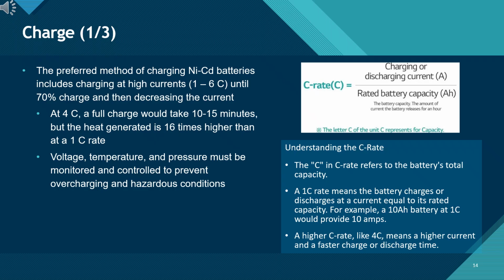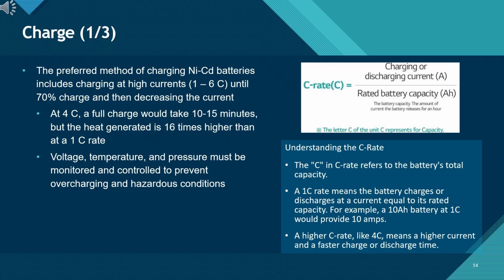On this slide, we examine how NiCd batteries are charged, and one key concept to understand is the C rate. The preferred charging method for NiCd batteries is to start with a high current, between 1C and 6C, until approximately 70% of the battery's capacity is reached. After that, the current is reduced to safely complete the charge. For example, at 4C, you could fully charge a battery in about 10 to 15 minutes. That sounds great, but there's a catch. The heat produced at 4C is 16 times greater than at 1C. That means temperature, voltage, and pressure must all be closely monitored to avoid overcharging or dangerous conditions.